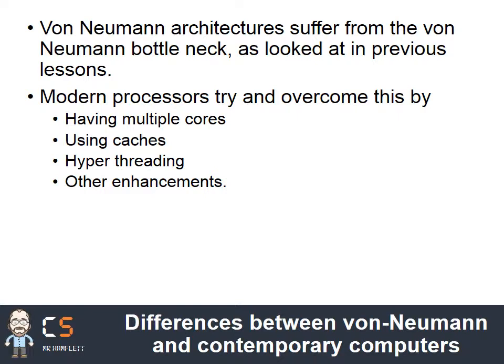However, because of the von Neumann bottleneck, we need to find ways of getting around it, and we've looked at these ways already. So having multiple cores, being able to run more than one process at the same time, using caching. And there are other ones out there, so I've put one other one on here, hyperthreading. There are other enhancements. You need to know about cores and caches. They're the two core ones.